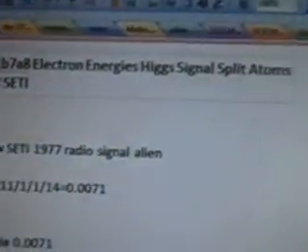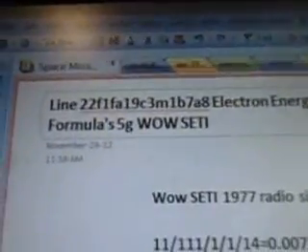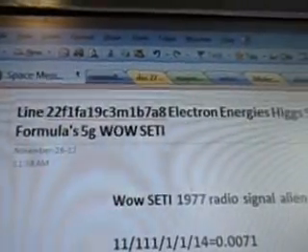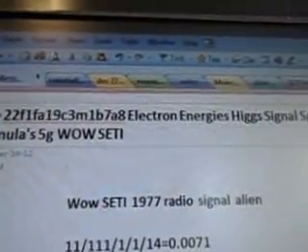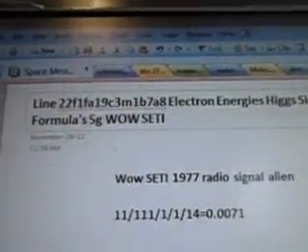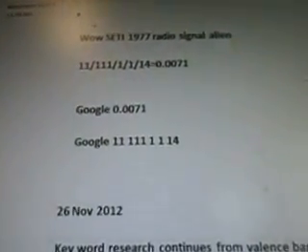We're going to go into the next WOW video. There's a whole bunch for this section of keywords. It's part 284C3m1b7a8, so it's line 22f1fa19c3m1b7a8. Electron energies, Higgs signal, split atoms, formulas, 5G Wow Seti. We're getting a lot of formulas now. So this is the basis of keyword research and formulas.